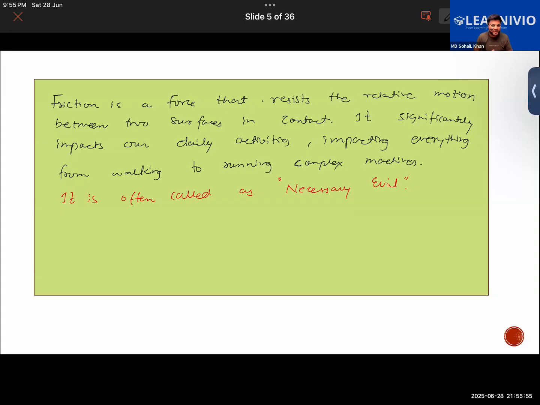Okay, see. So far what I have said is that friction is a force that resists the relative motion between two surfaces that are in contact. When two surfaces are in contact and I am trying to move one object over the other object, I will feel some resistance. The friction will try to stop the movement of one object over another object. Then it impacts our daily activities, whether we are walking, writing something, or running complex machines. Every task which we are doing, whether we ourselves are doing it or with the help of machines, friction is involved there.